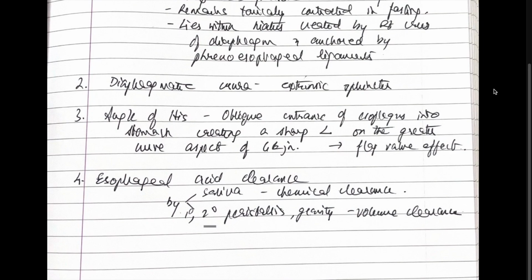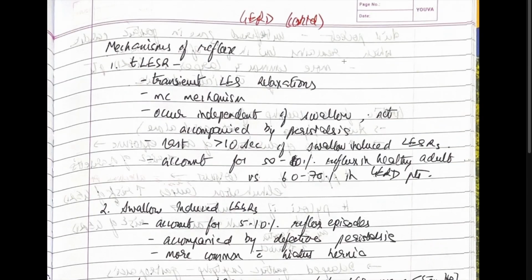Then there is esophageal acid clearance. One is by saliva, which gives a chemical clearance because saliva is full of bicarbonate neutralizing the acid. And then there is a volume clearance by primary peristalsis, which is initiated because of swallowing. Secondary peristalsis is not initiated by swallowing. And then there is gravity in the upright position.